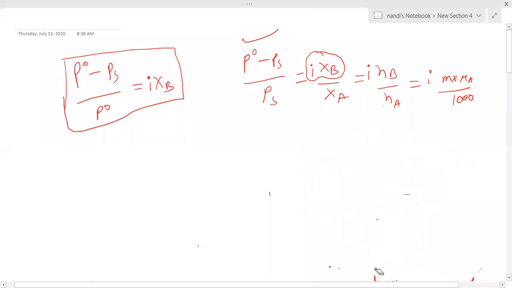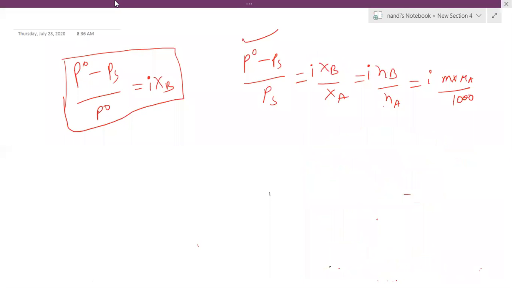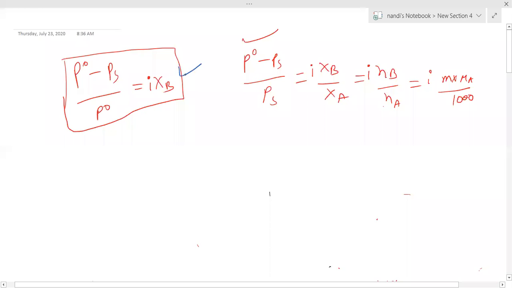Yesterday we gave this formula; I think it is also mentioned. (P naught minus Ps) by P naught equals i into XB, you can write. You can use this formula also, but mostly you can prefer this one. If you are not getting the exact answer, then go to this formula. Clear? The first priority you can give is according to your NCERT book. Then (P naught minus Ps) by P naught.